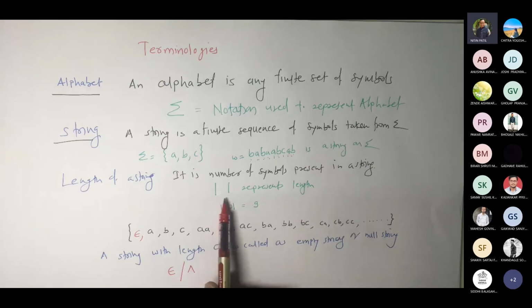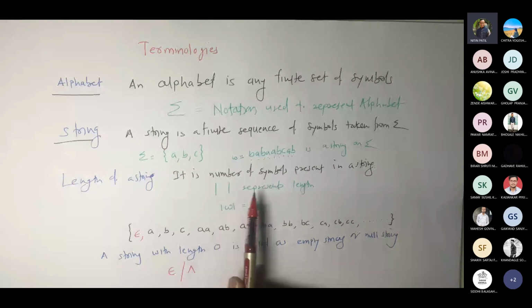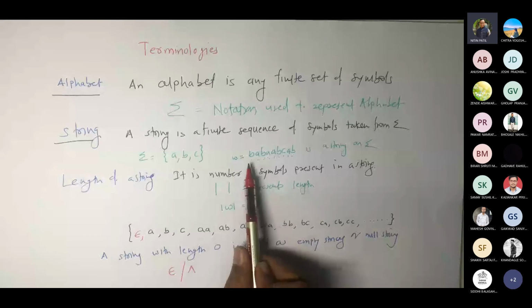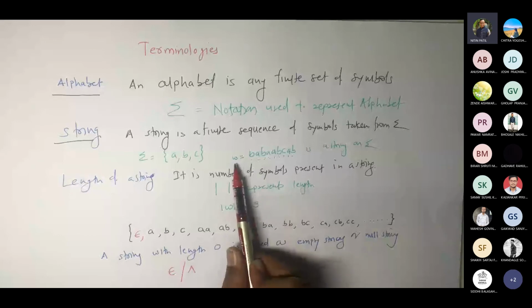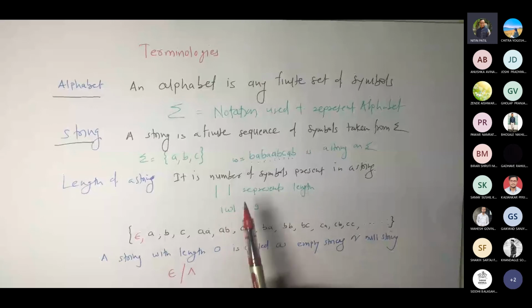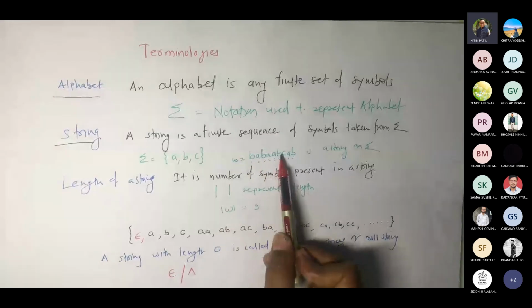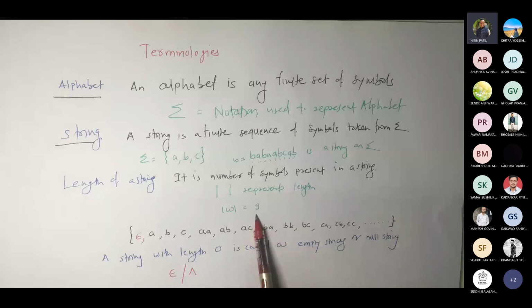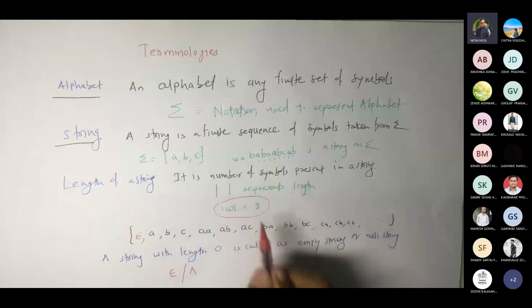In mathematics, we use this mod kind of operator to represent length. For example, if I say this to be a string W, I define it like length of W equal to 1, 2, 3, 4, 5, 6, 7, 8, 9. That's why we wrote 9. So this is how we represent length.